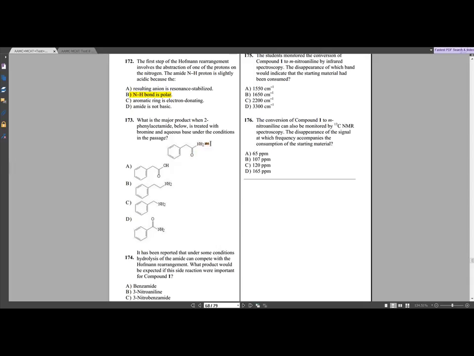Why would bromine remove an amine? Amines are tightly bound. They attach pretty tightly. They're not as good of a leaving group. And you're not gonna break a carbonyl. I'll just say B.